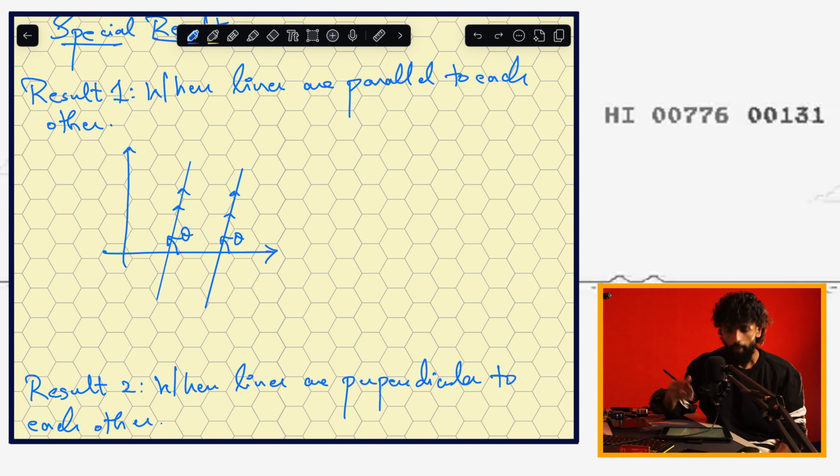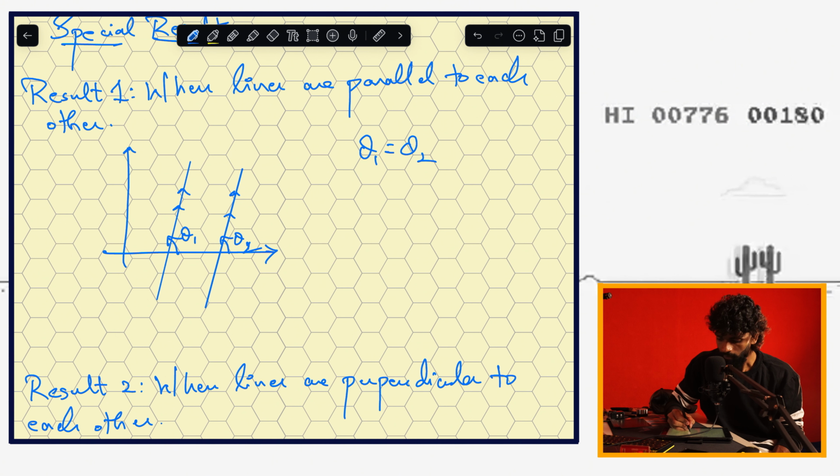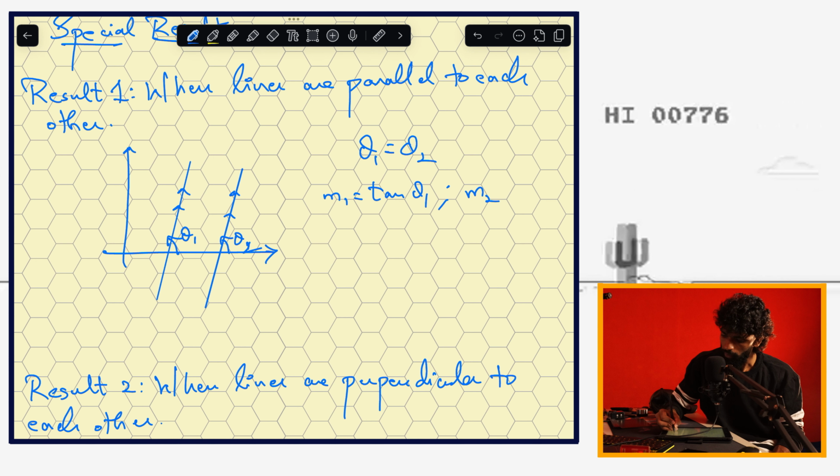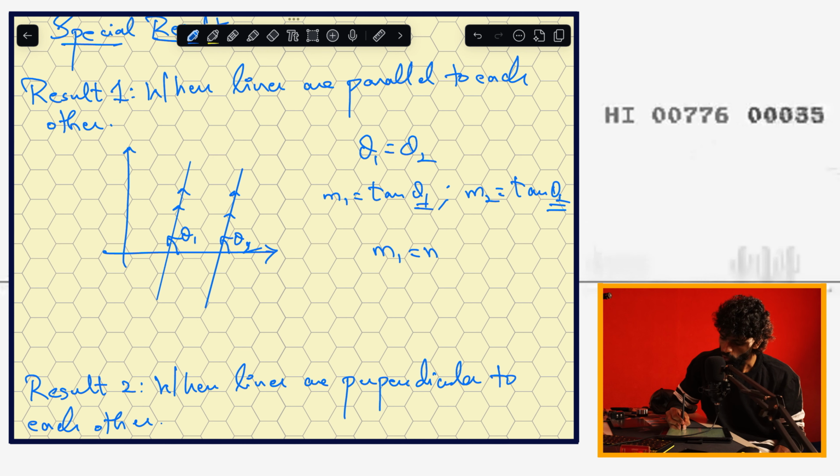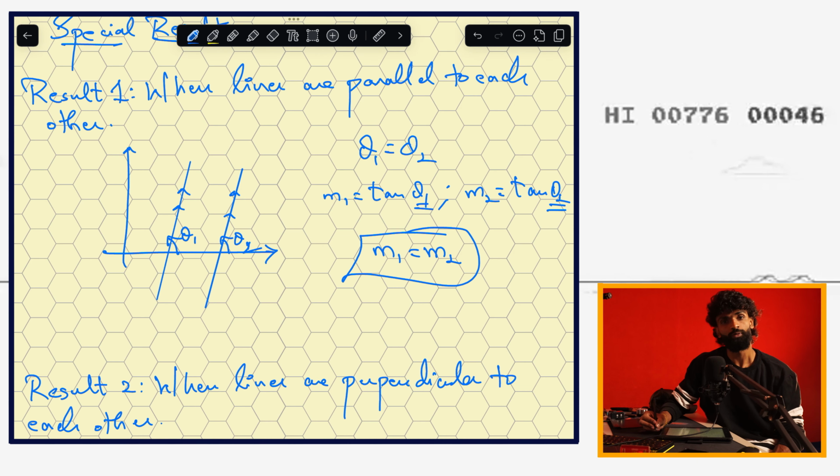Now understand, I'm stressing the word angle, which means if I write theta 1 equals theta 2, don't you think automatically m1 will be given by tan theta 1? Obviously, m2 will be equal to tan theta 2. So since theta 1 is equal to theta 2, don't you think automatically m1 will also be equal to m2? So that's your first special result.